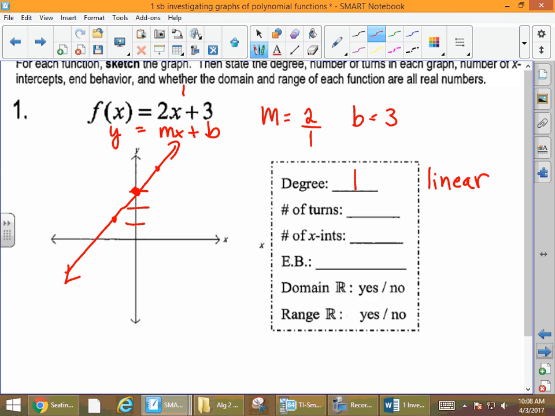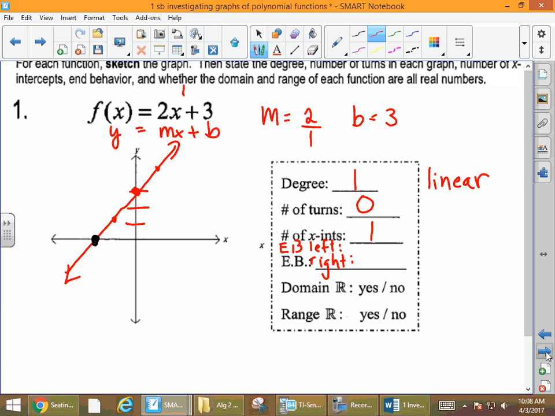The second part says number of turns. Do we ever turn on this graph? Nope. We've got 0 turns. Next question, number of x-intercepts. How many x-intercepts do we have? We actually only have 1 right here. 1 x-intercept. And I'm just now realizing that I didn't change this one here, but we've got end behavior from the left, I believe is the first part, and then end behavior from the right.